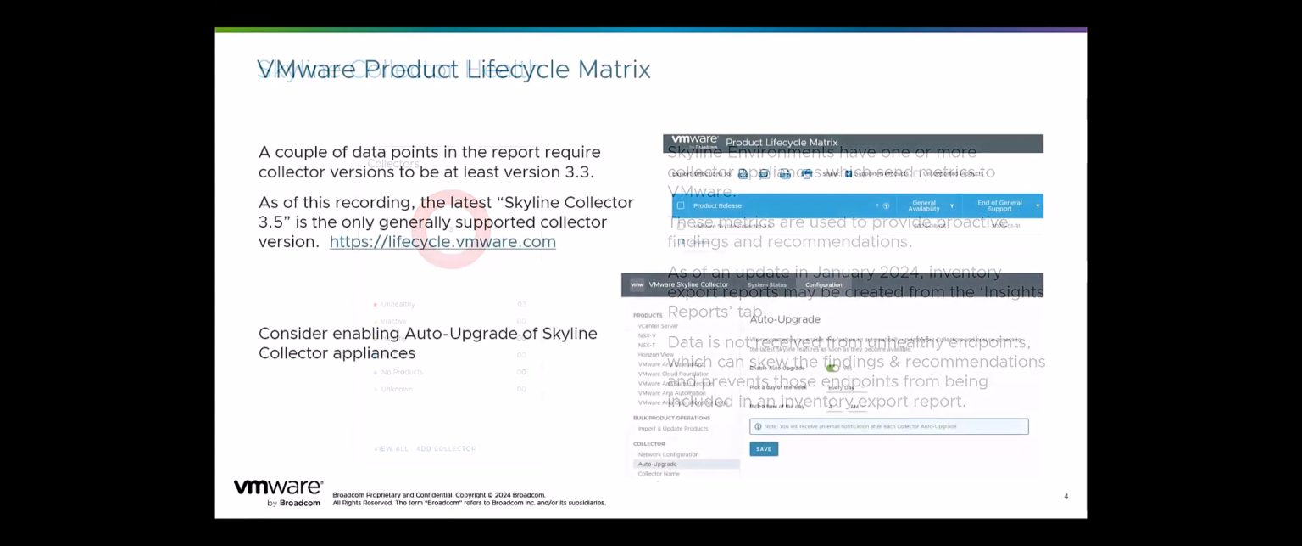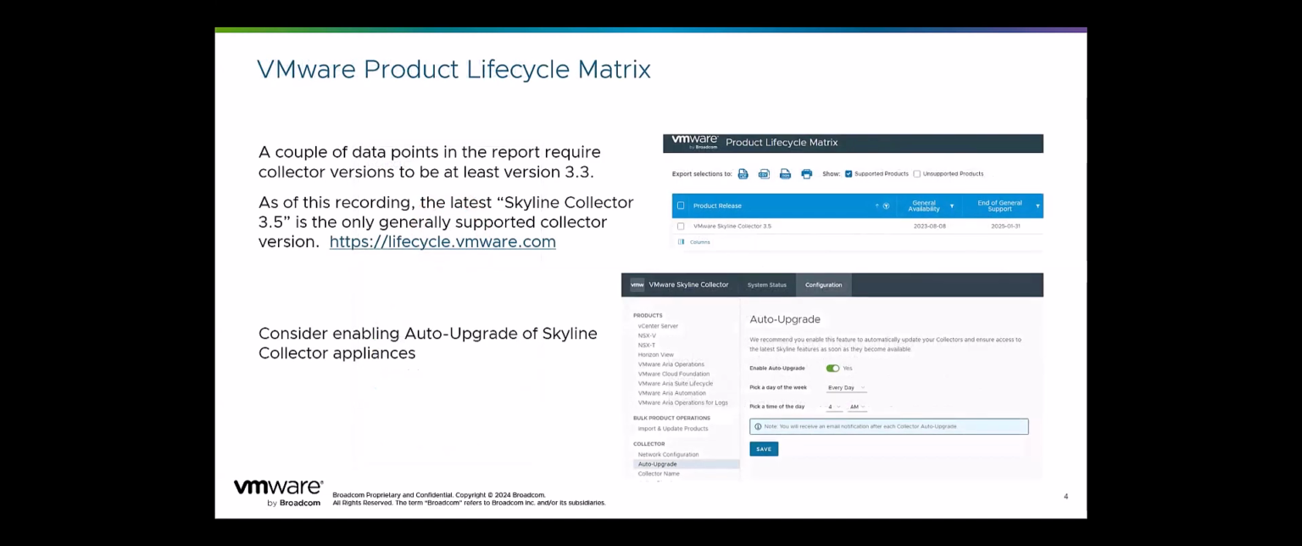All right, and then the last thing that's a slide before we get into the demo. Some of these inventory exports do have some data points that require collector version 3.3 or higher to be included in the output. Kind of a moot point on what version of collector you're running, because as of this recording, only collector version 3.5 and higher are supported. So if you're running something lower than that, again, you can see that on that dashboard. When you drill into view all of the collectors, you can see what version is running.